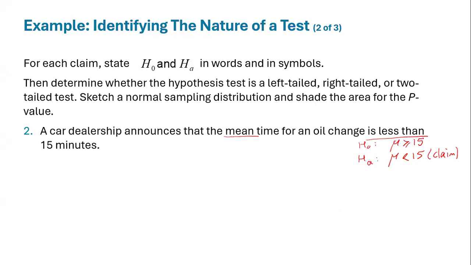Now, what type of test do we have? Is it left, right, or two-tail? Just looking at the alternative. The alternative is less than. Less than means the left tail test. So it means that after finding the test statistic, the area to the left is the p-value. This whole area is my p-value.